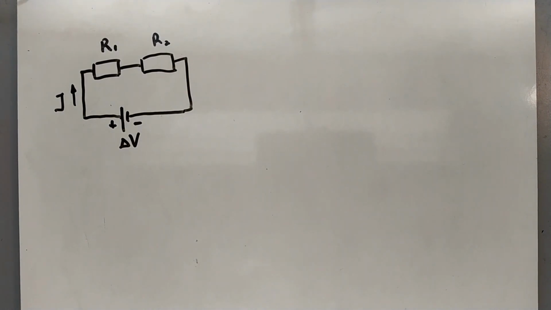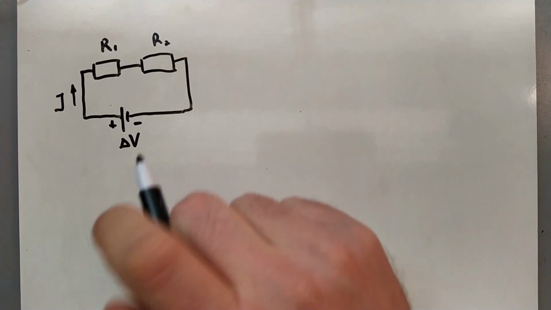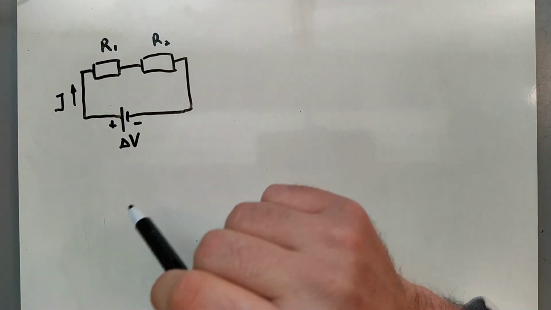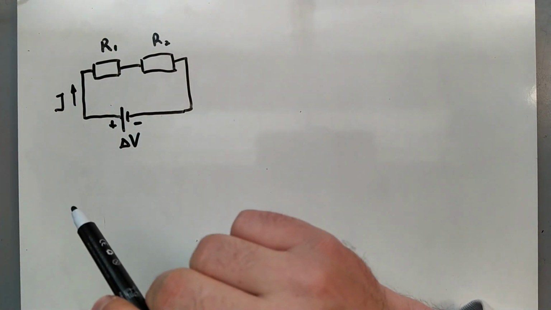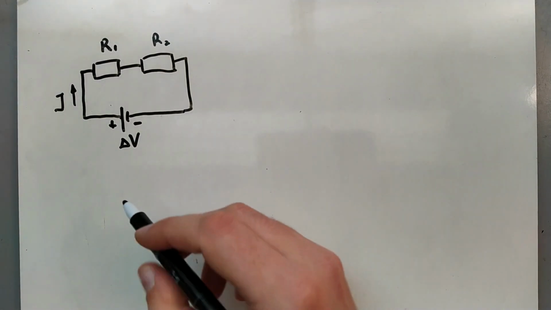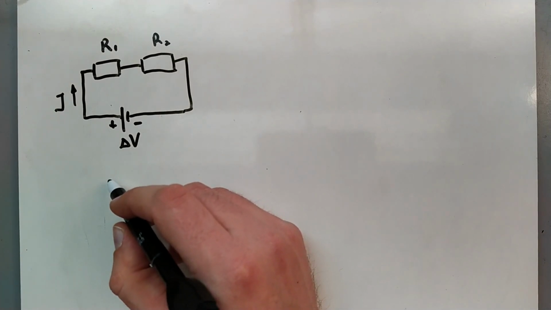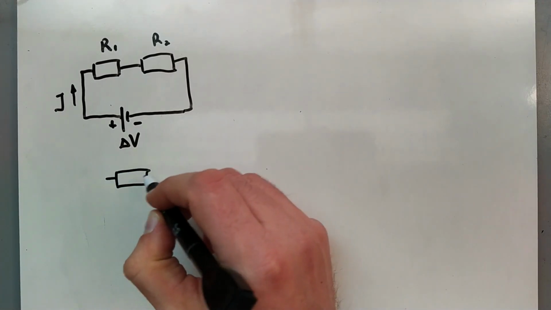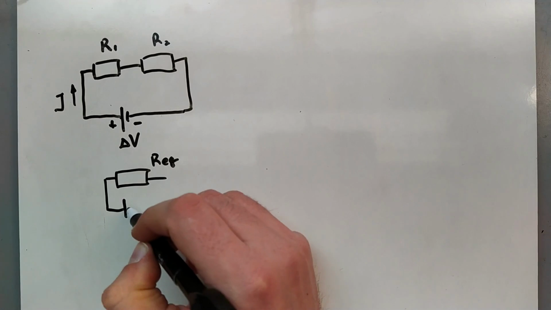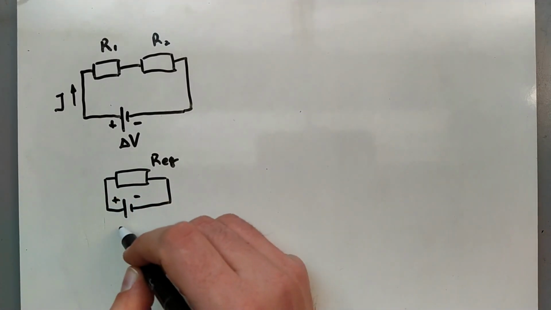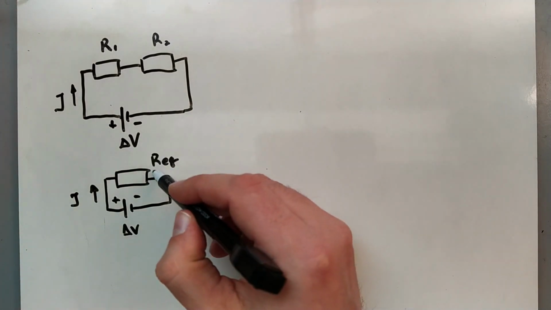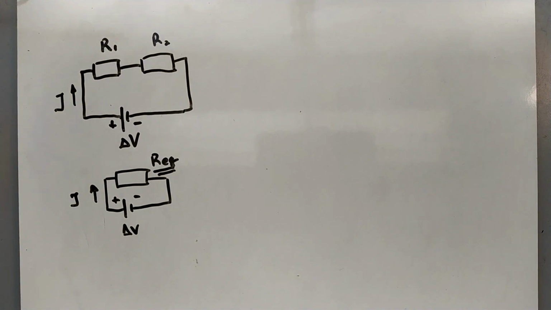So now the question will be how we can replace these two resistors with some equivalent resistor, which, being connected to the same power supply with potential difference between terminals delta V, will result in the same current, capital I. So here we can show another equivalent circuit, which will be R equivalent connected to the same power supply, delta V, and that will result in the same current I. So we want to figure out what will be this R equivalent.